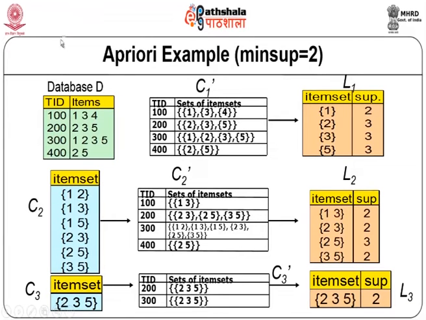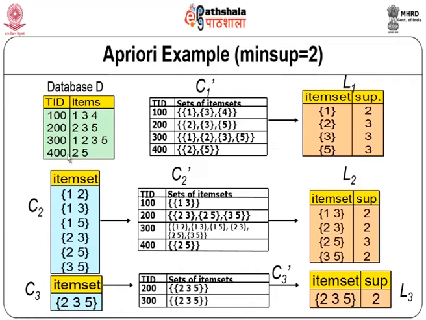In this example, there are 4 transactions with transaction IDs 100, 200, 300 and 400 respectively. Let us take the first transaction 100. The first transaction 100 comprises 3 items: 1, 3 and 4. Similarly, 2, 3, 5 for the second transaction, 1, 2, 3, 5 for the third, and 2, 5 are the items as part of the fourth transaction.